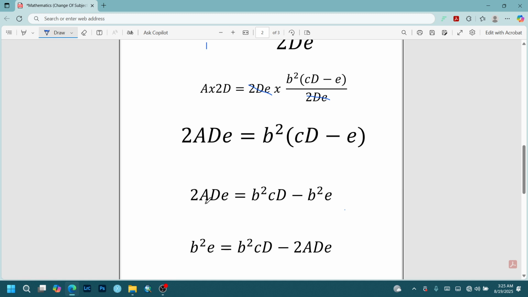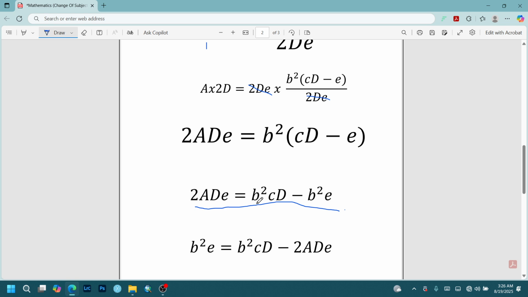And when you check our equation here, 2ADE equals B squared CD minus B squared E, right? In this equation, you can find the variable D in two terms. So that's B squared CD and 2AD, right? So in order to group like terms, we have to move 2AD to join B squared CD, right?